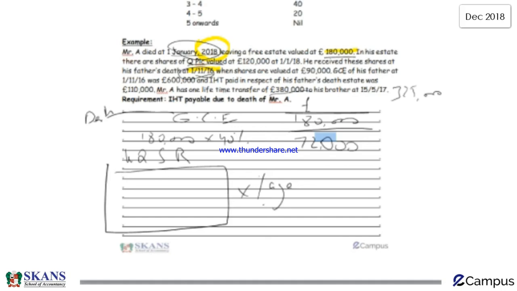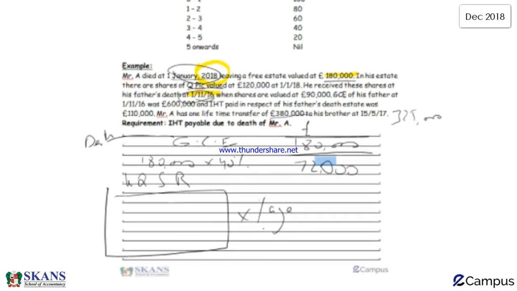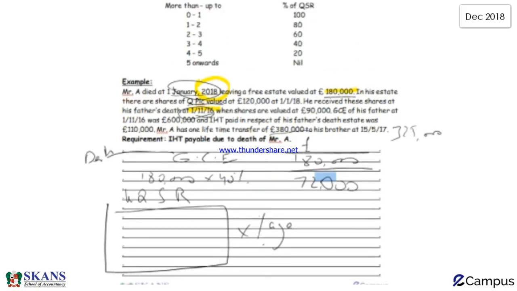His father died in November 2016, so November 2017, well, November 2016 to November 2017; we cannot say November 2018 because Mr. A died before that. So it will be 1 to 2 years, and that would be a QSR of 80%.